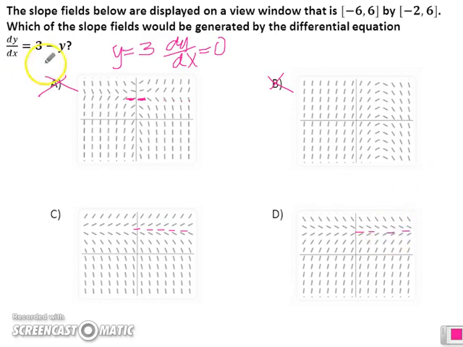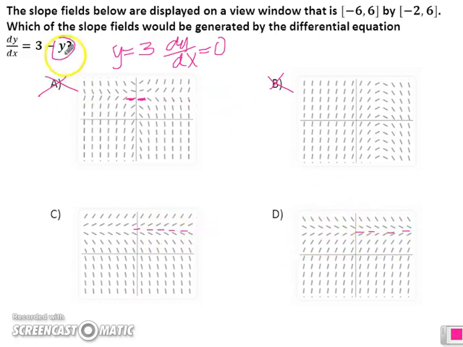What happens is when you only have a y, notice there's no x, this is true for every single x. When you only have a y as your variable, with no x in the differential equation, it creates rows of parallel tangents. I'll get into that more in a minute. Let's figure out which one it is between C and D. We know it's between these two because we have our horizontal tangent line when y equals 3.